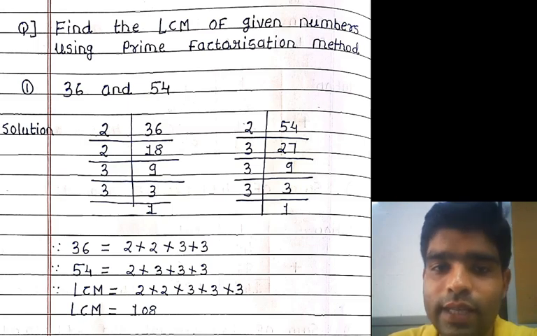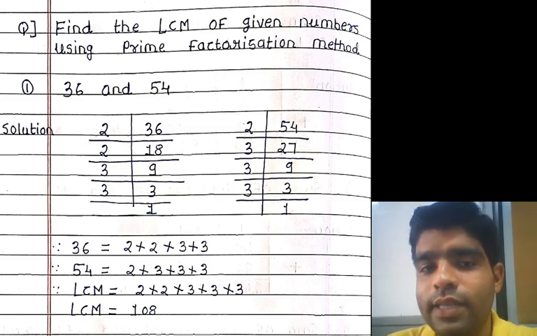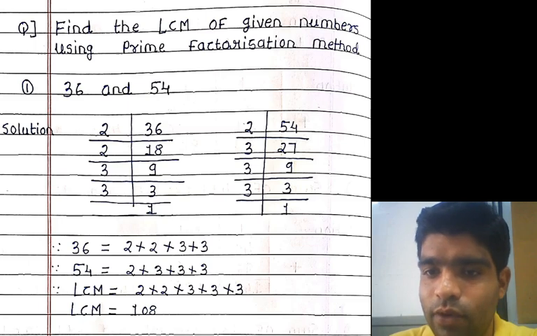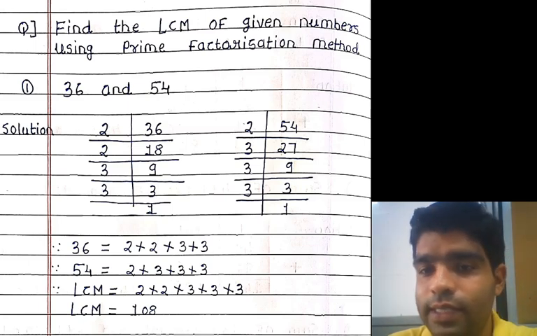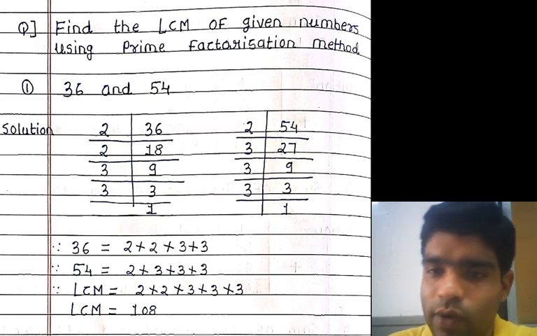And now see the example, both 36 and 54. Here 2 is repeated by 2 times, so we have to write down 2 multiplied by 2. And the 3 we have to repeat 3 times for both the 36 and 54. So we have to multiply it by what? 3 multiplied by 3 multiplied by 3. Now we just have to solve it.